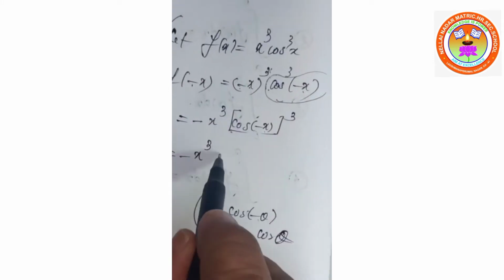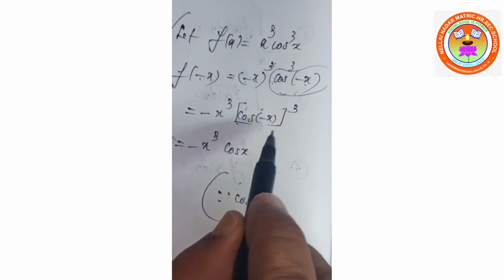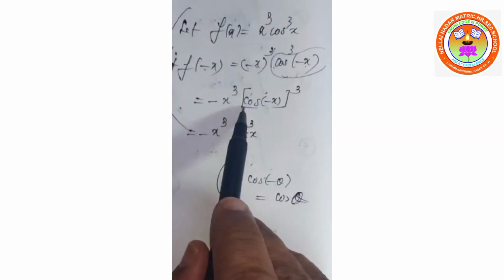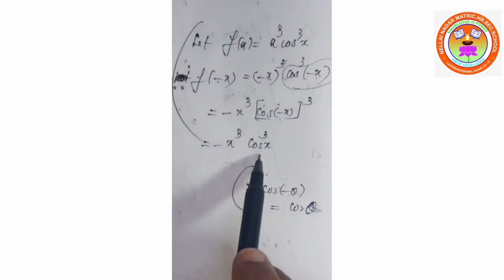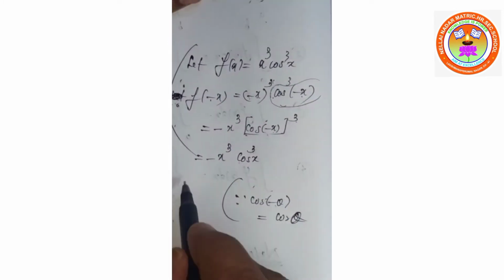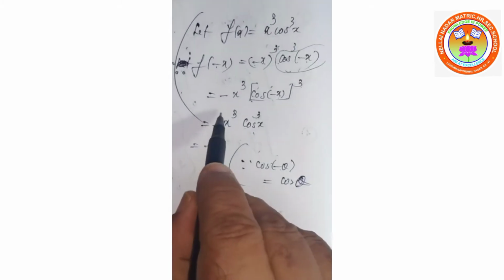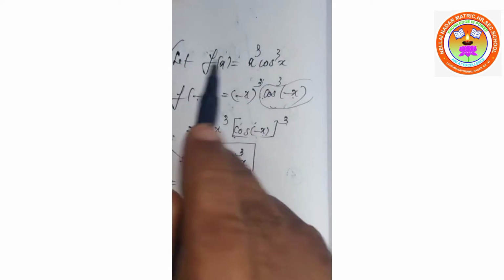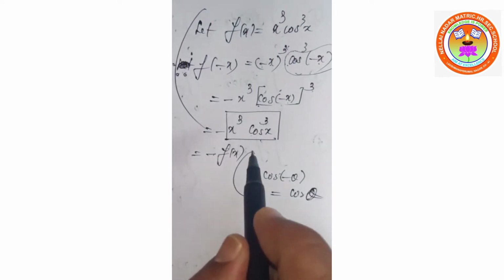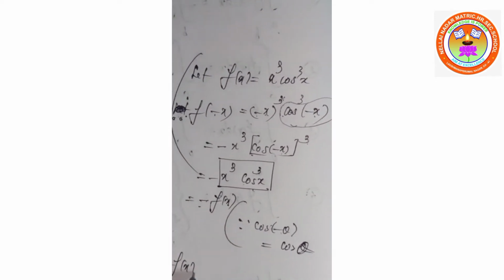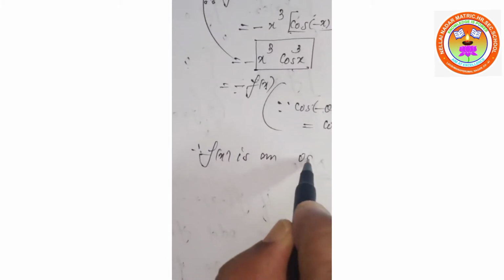Therefore cos of minus x equals cos x whole power 3, that is cos cube x. Once again, cos of minus x equals cos x, so power 3 can be written here. So that is cos cube x. So minus x cube into cos cube x, what is it? f of x. So finally what we have proved is f of minus x equals minus f of x. Therefore f of x is an odd function.